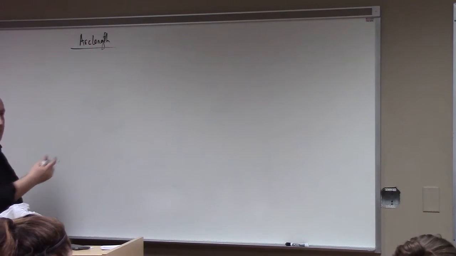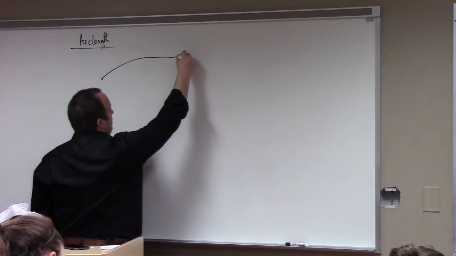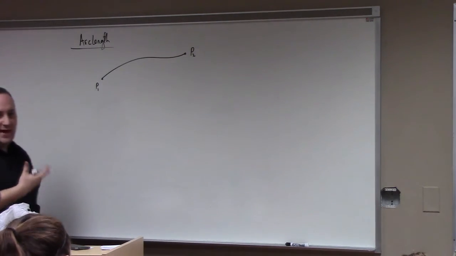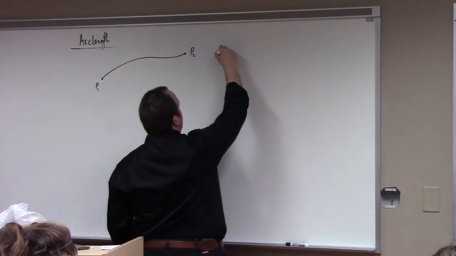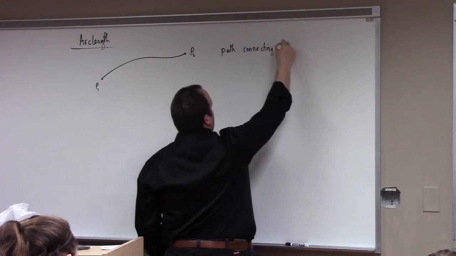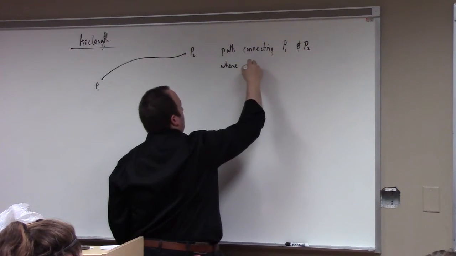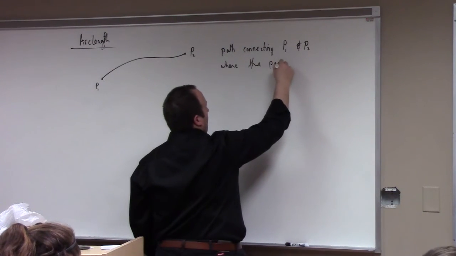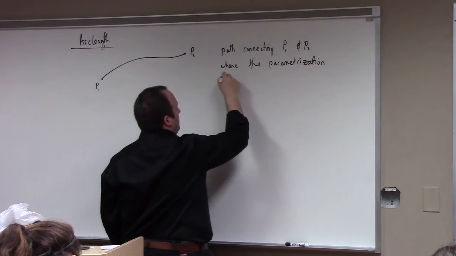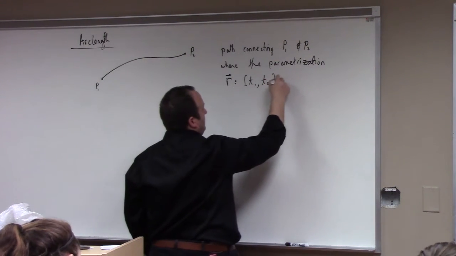So here's the problem that we want to consider. You've got a point, and then you've got another point, say P1. You've got point 1, point 2. We have a path connecting point 1 and point 2, where the parametrization R is going to be a mapping from the closed interval T1 to T2 to the path.